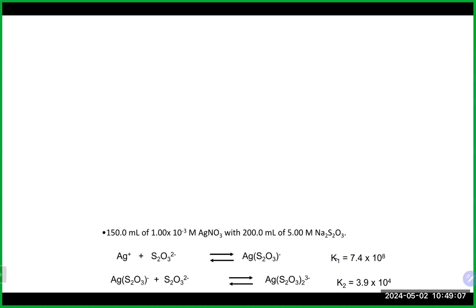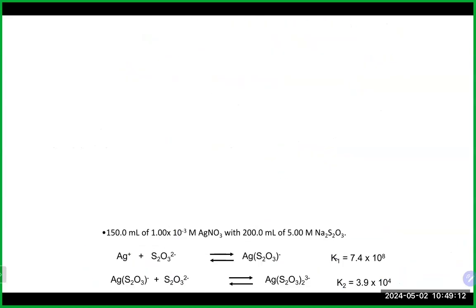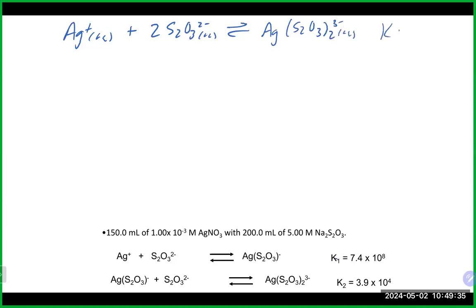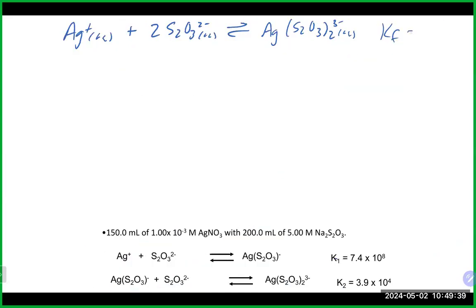I got silver and a couple of those guys, right? So I got silver plus a couple of those guys there, making my complex ion here of Ag(S2O3)2 3-. And we do have a Kf that we also calculated, and that was 2.9 times 10 to the 13.